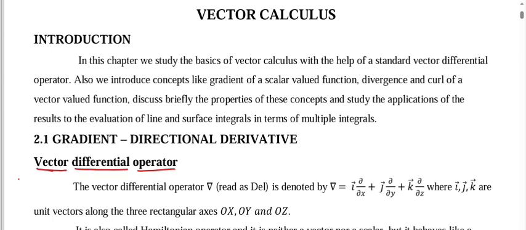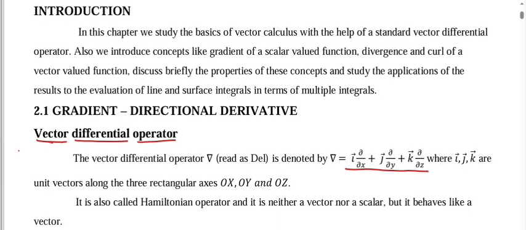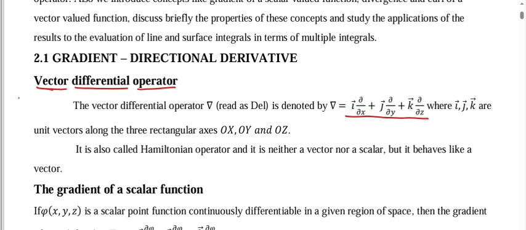The vector differential operator is denoted by reverse del, that is defined by i vector into dou by dou x plus j vector into dou by dou y plus k vector into dou by dou z. Here the vectors i vector, j vector and k vector are the unit vectors along the three rectangular axes Ox, Oy and Oz. It is called Hamiltonian operator, and it is neither a vector nor a scalar, but it behaves like a vector. Next we see the gradient of a scalar function.